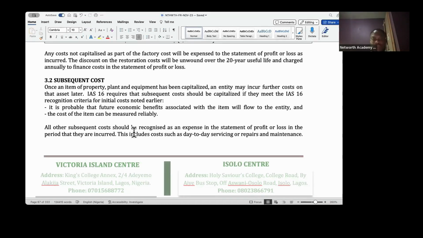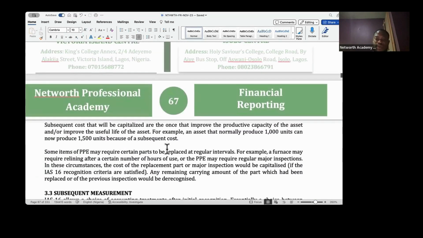And those are the kind of costs we are talking about. Examples of those types of costs are replacement of parts. If you had to replace some parts, that should be capitalized, right? Replacement of certain major parts at regular intervals should be capitalized. Another one is major inspections or major repairs. That should be capitalized also. Those are the two examples of subsequent costs that you capitalize: replacement of parts, or major inspections, or major repairs.